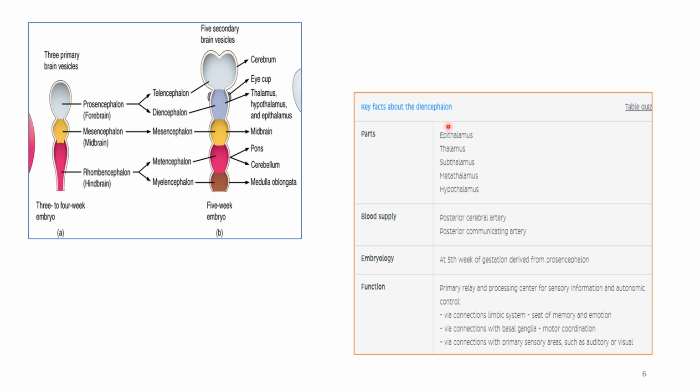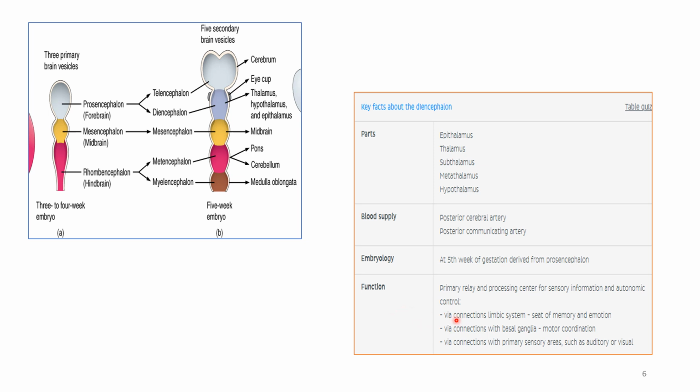There are some key facts about the diencephalon. The parts are epithalamus, thalamus, subthalamus, metathalamus and hypothalamus. All these parts will be formed from the diencephalon. The blood supply is from the posterior cerebral and posterior communicating arteries. Embryology: at the 5th week of gestation, it is derived from the prosencephalon.